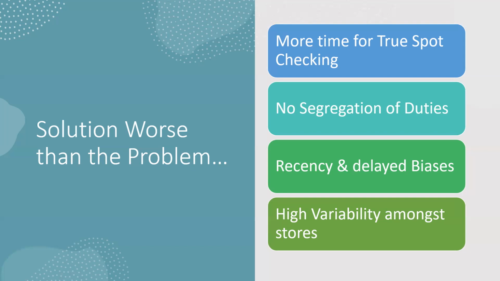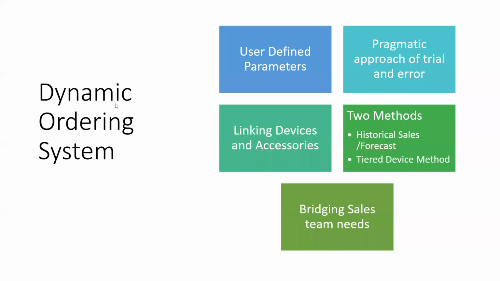So what do you do? This is arguably the most challenging task that I have had to take on as I was looking at solutions to help improve, because there was a constant struggle between the sales team and the purchasing or inventory team. The sales team doesn't have what they want, and the purchasing team is unable to figure out a way to do it. So we came up with a solution that we call a dynamic ordering system.